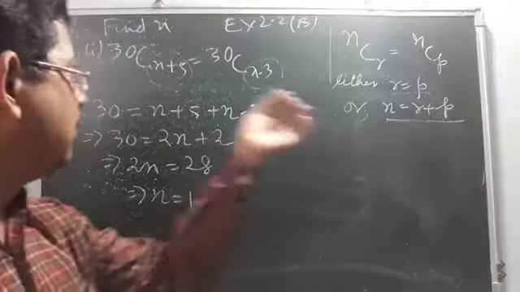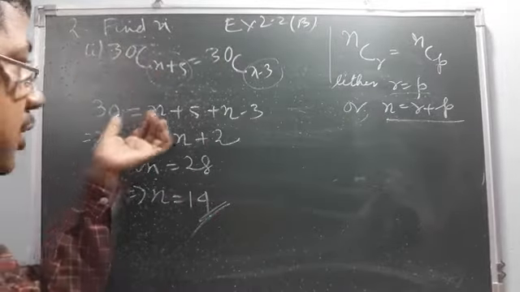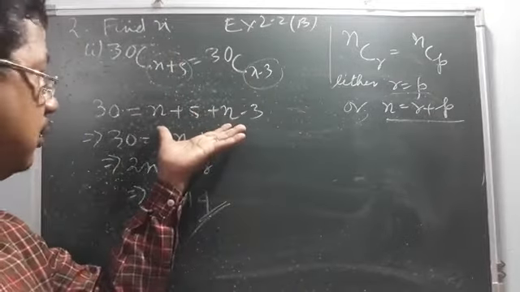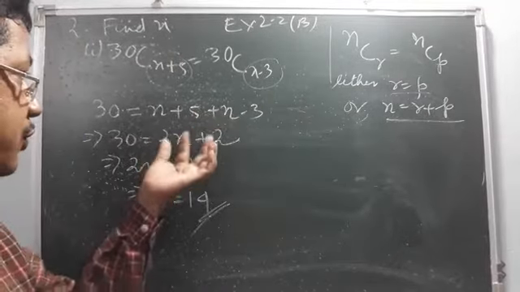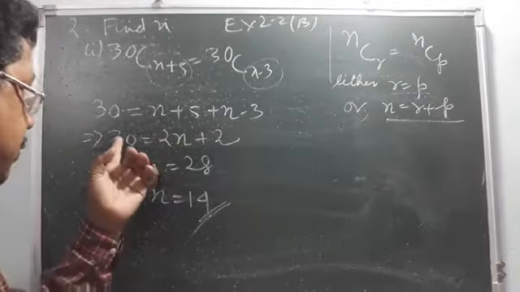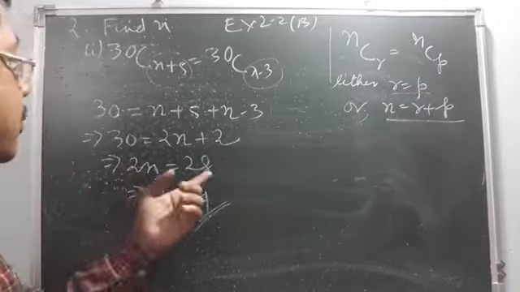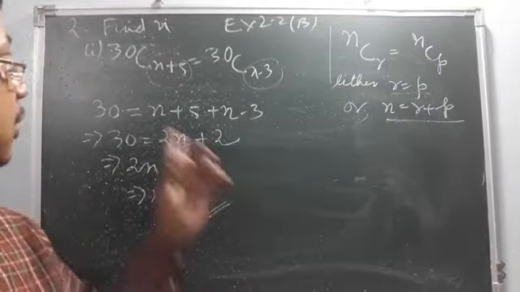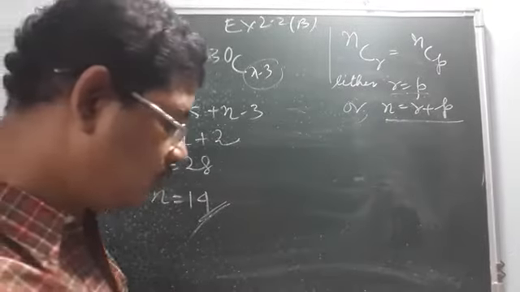For the second case, instead of the 30 condition, 30 is equal to r plus p, meaning we add both. 30 equals n plus n, twice n, plus 5 minus 3 which is 2. So twice n, if we take 2 to this side, is 28. So twice n will be 28, so n is equal to 14. So this is our question number 1. Now we will try to do the next sum.